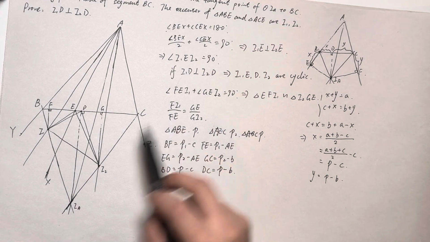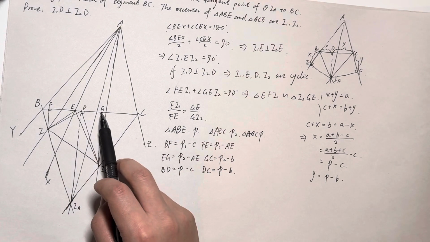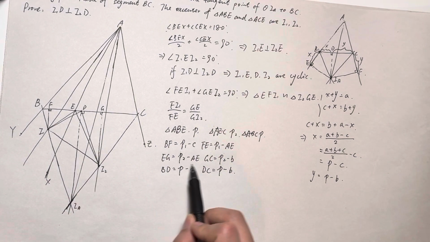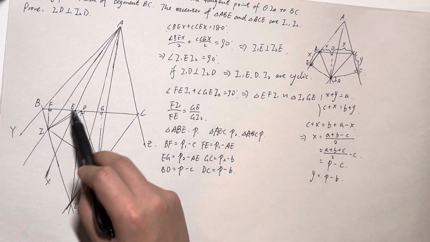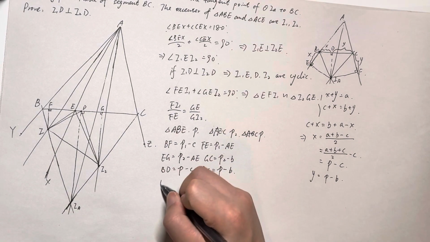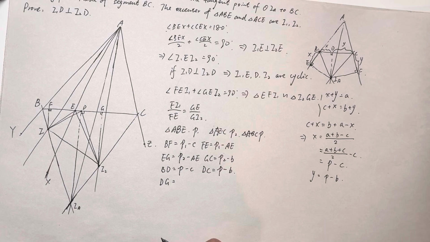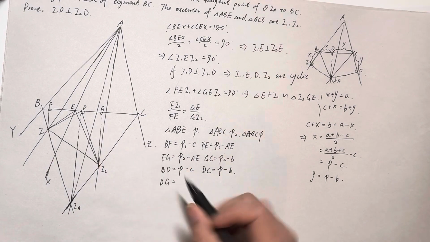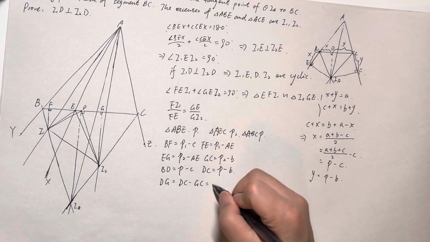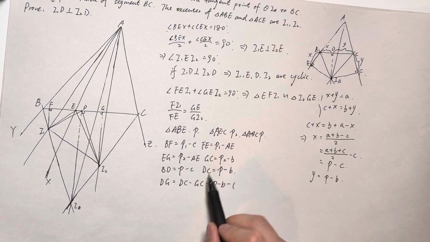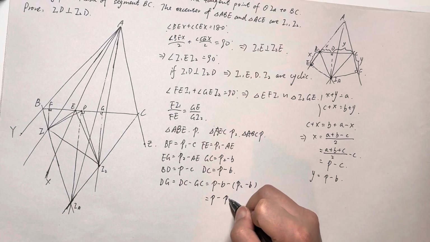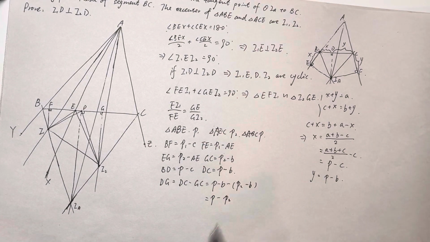So if we look at here, FE and GE, right? We know the length of GE, this one. And we know the length of FE, this one. What about DG? DG equals DC minus GC, right? DC is P minus B, and GC is P2 minus B. So it equals P minus P2, right? What is P minus P2?